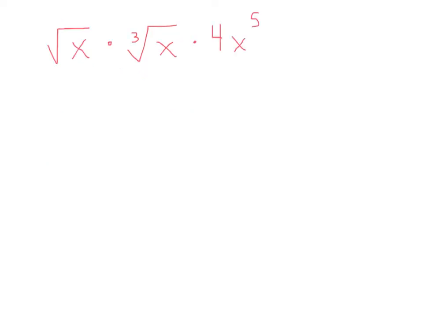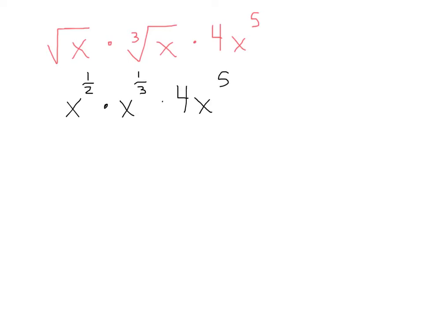All right, so on this problem, I've got the square root of x times the cube root of x times 4x to the 5th power. Now let's rewrite this, but with exponents that are fractional. x to the 1/2 power times x to the what power would this be right here? x to the 1/3 power times 4x to the 5th.